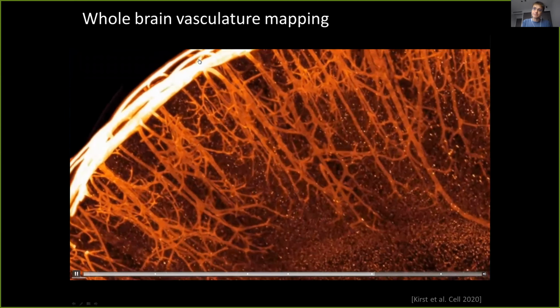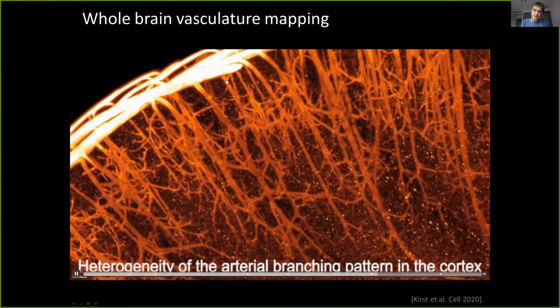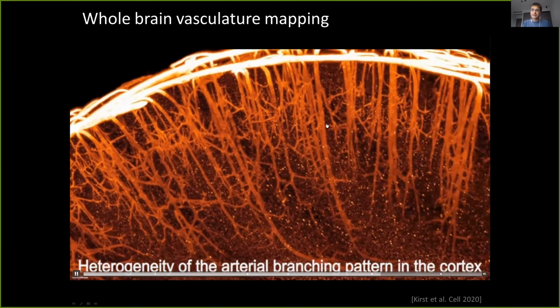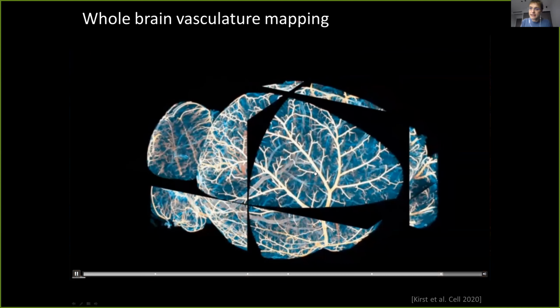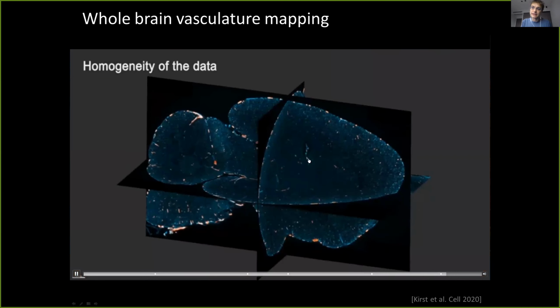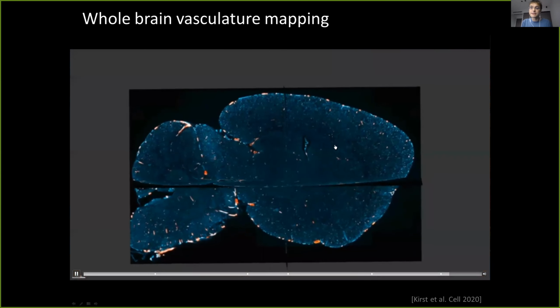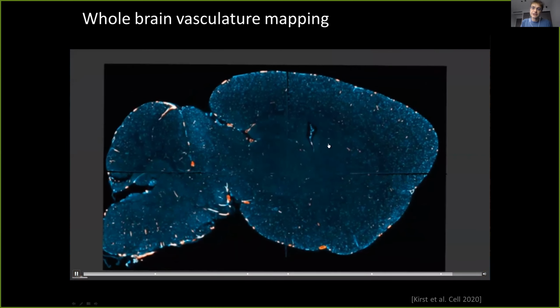Here you see, for example, the vasculature penetrating perpendicularly into the brain in the cortical areas. And then this is just a sanity check. Our data is quite isotropic due to the fact that we only use a very thin part of our light sheet.